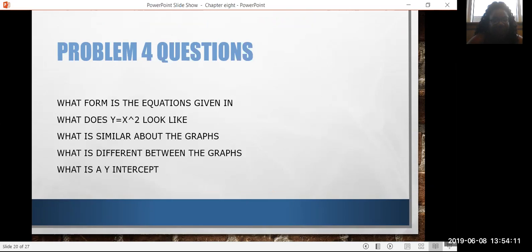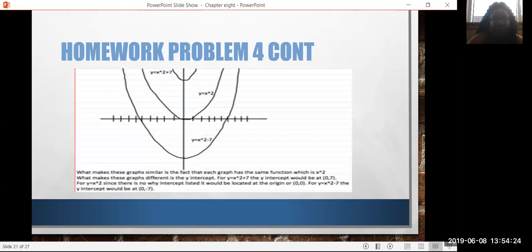What is similar about the graphs? What is different about the graphs? And then I also asked, what is a y-intercept? And it's where the function will cross the y-axis. And then just in case you're wondering why I didn't answer the differences and the similarities, it's in my answers already.